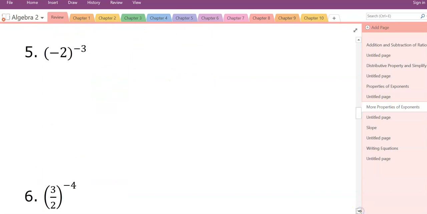Now if the number you're working with itself is negative, that is okay. So the negative 2 is not a problem here, but that negative 3 exponent is. So I need to rewrite this so it's 1 over negative 2 to the 3rd power. So this is going to end up being a negative fraction. You're going to get negative 1/8 when you take negative 2 times itself 3 times.